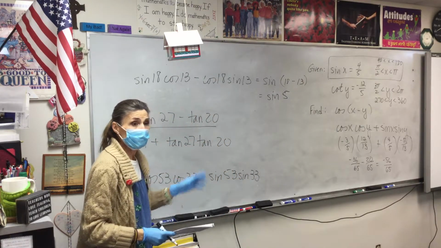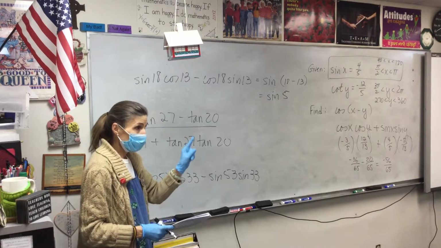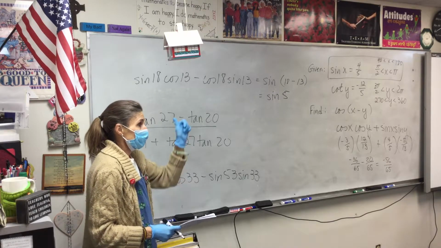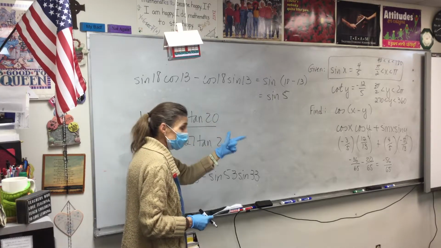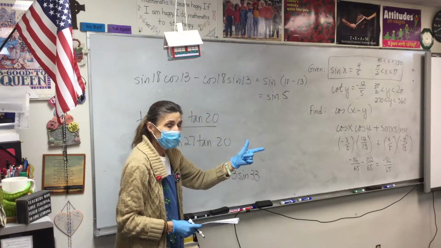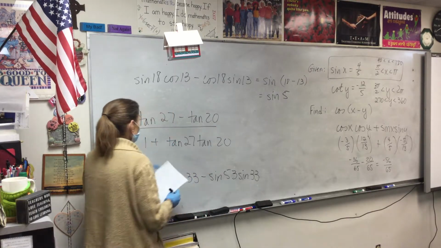This is a formula for the sine of 5 degrees. See how we process through that? Step 1, figure out if it's sine, cosine, or tangent. Step 2, figure out if it's add or subtract. Step 3, plug the numbers in. All right, so here you go.